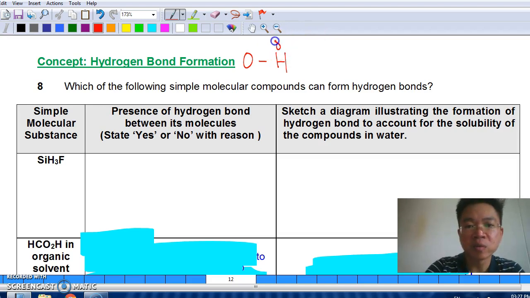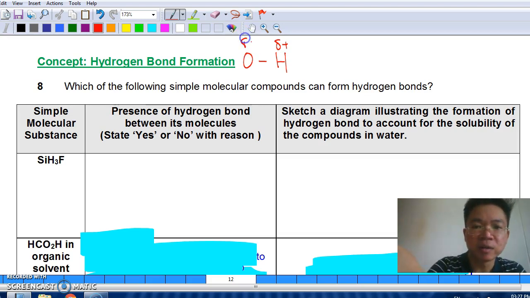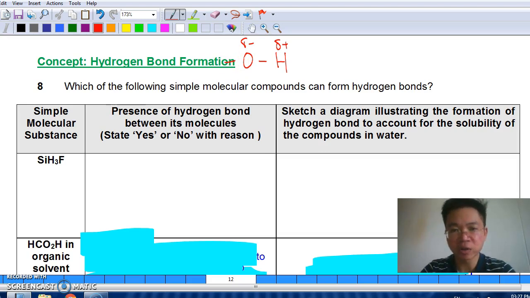This hydrogen will have a positive partial charge, and the oxygen next to it will have a negative partial charge. So this hydrogen is able to form a hydrogen bond. With who? With another atom. Okay, this is another set of N, O or F.